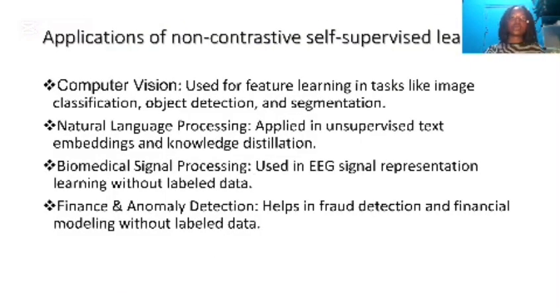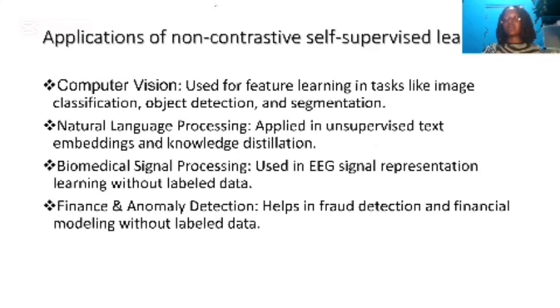So we have applications of non-contrastive self-supervised learning, and one of them is computer vision. This one is used for learning in tasks like image classification, object detection, and segmentation. Basically, when you hear the word computer vision, all these things like image classification and object detection, we pre-train models for downstream tasks like classification and segmentation.